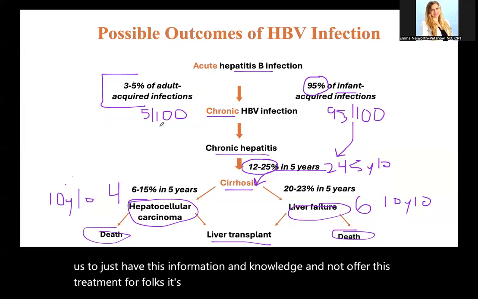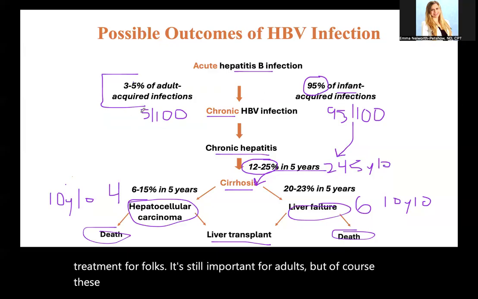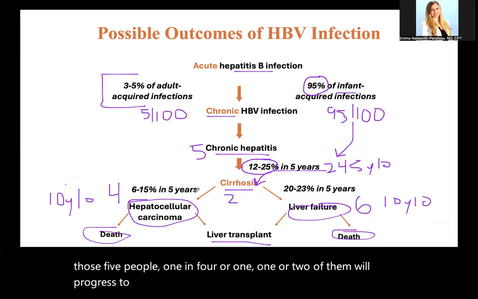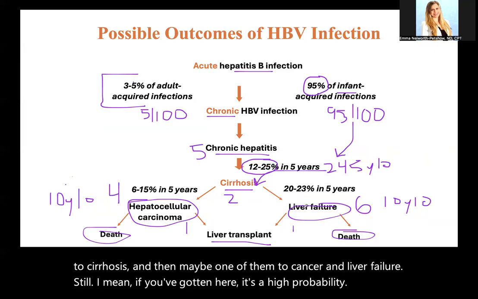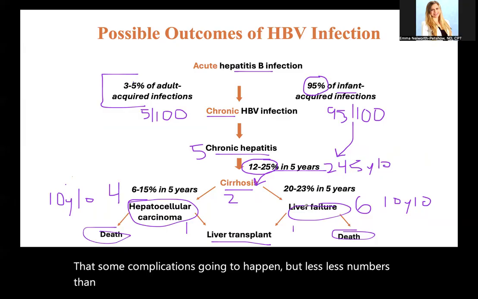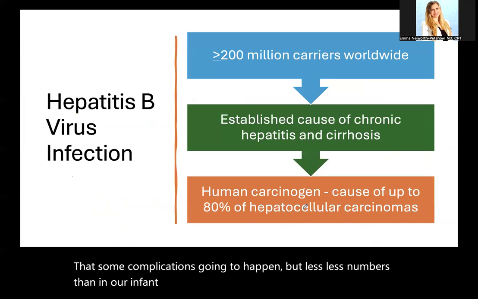It's still important for adults, but of course, these numbers are much less, right? 5 out of 100. So then, of those 5 people, one in four, or one or two of them, will progress to cirrhosis, and then maybe one of them to cancer and liver failure. Still, if you've gotten here, it's a high probability that some complications are going to happen, but with fewer numbers than in our infant group. Okay.